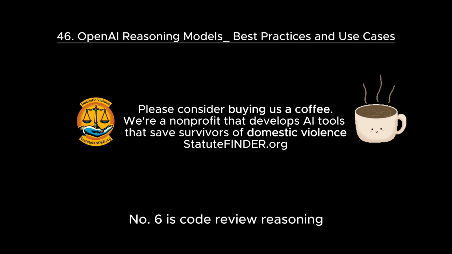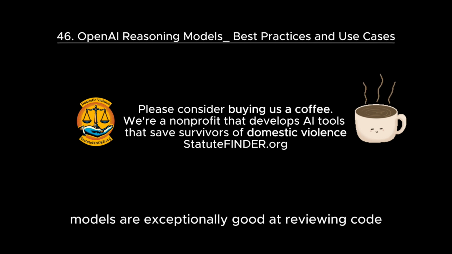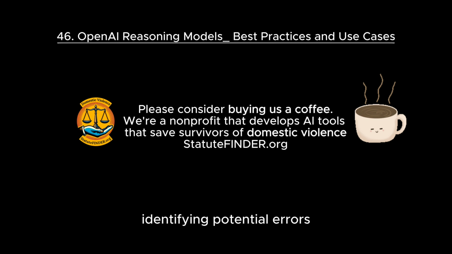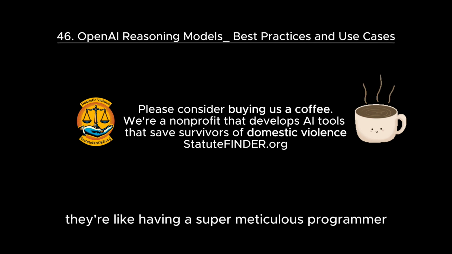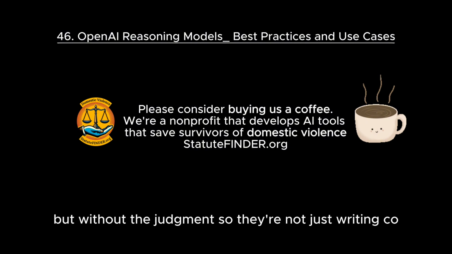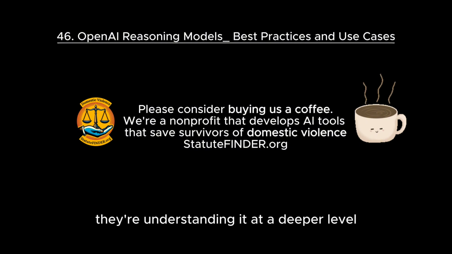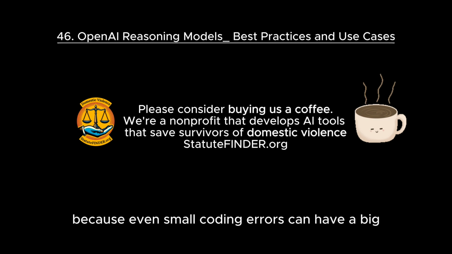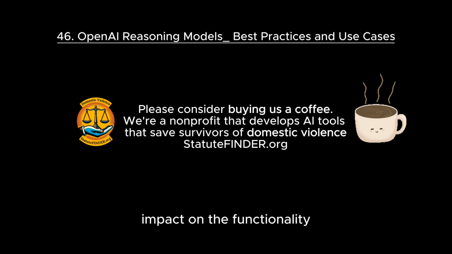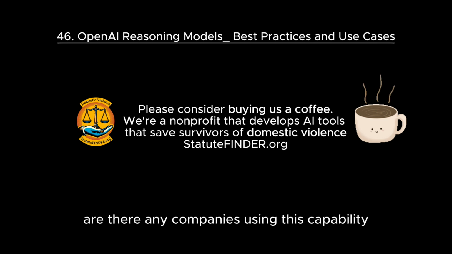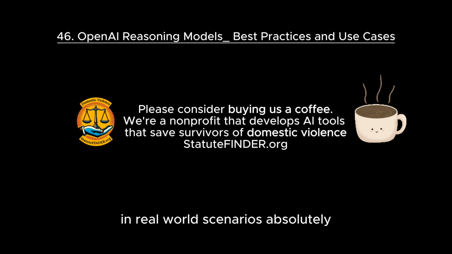Number 6 is code review. Reasoning models are exceptionally good at reviewing code, identifying potential errors, and suggesting improvements. They're like having a super meticulous programmer looking over your shoulder, but without the judgment. So they're not just writing code, they're understanding it at a deeper level. Exactly. And this is crucial because even small coding errors can have a big impact on the functionality and security of a software application. Are there any companies using this capability in real-world scenarios?